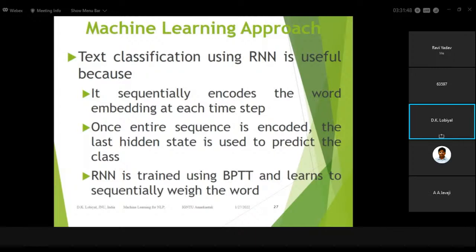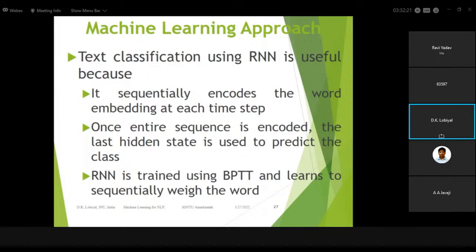Once the entire sequence is encoded in a sentence, the last hidden state is used to predict the class. That's the advantage of RNN. That means if the nth word is used and contains the history of n minus 1, the context of the entire sequence is there. So you predict the class, and your classification will be better. That's what it is: which class this sentence belongs to, if you are doing classification.